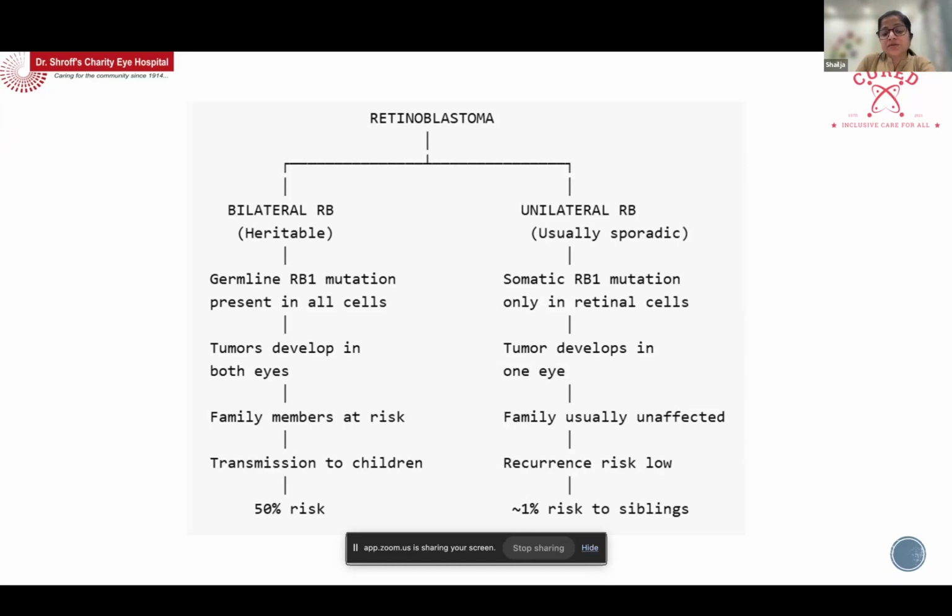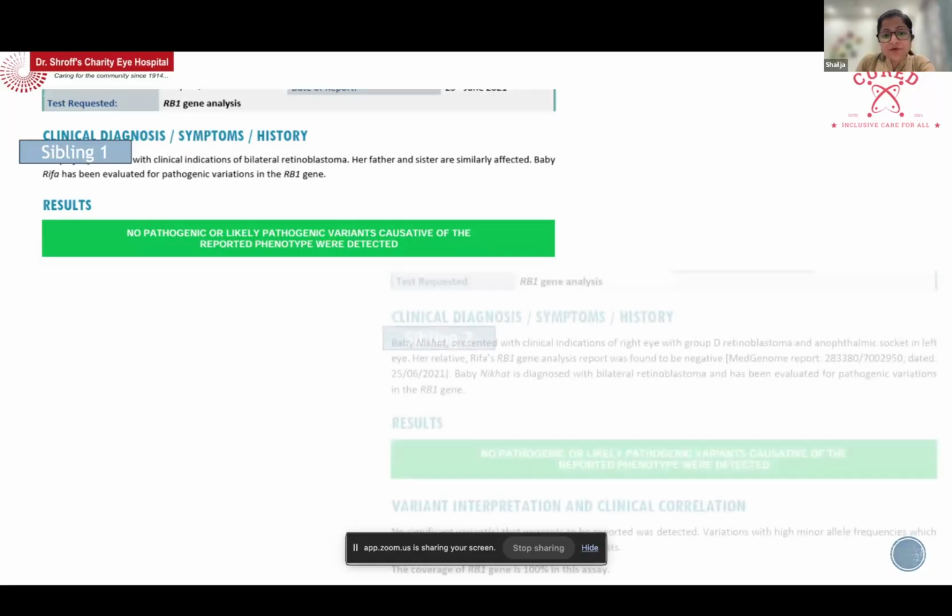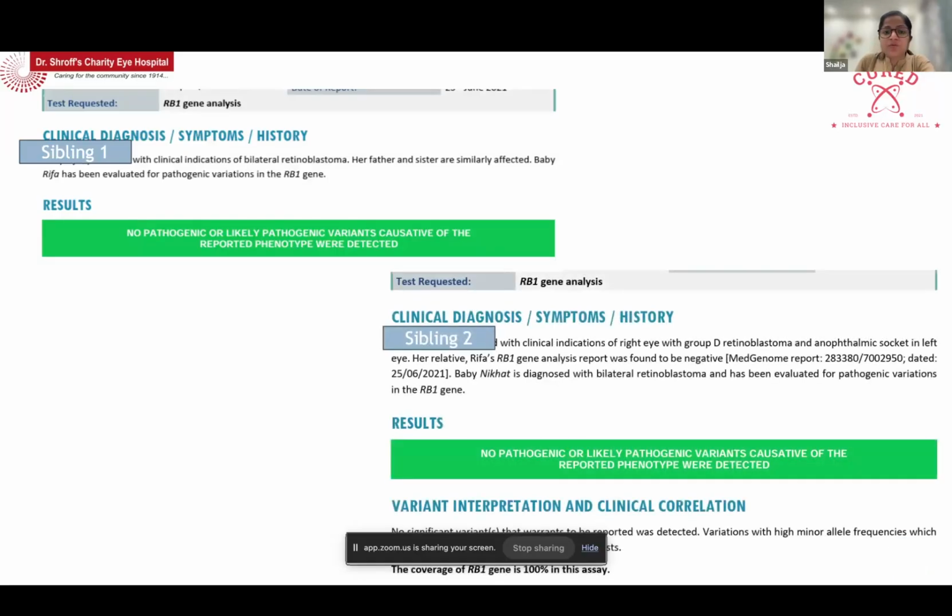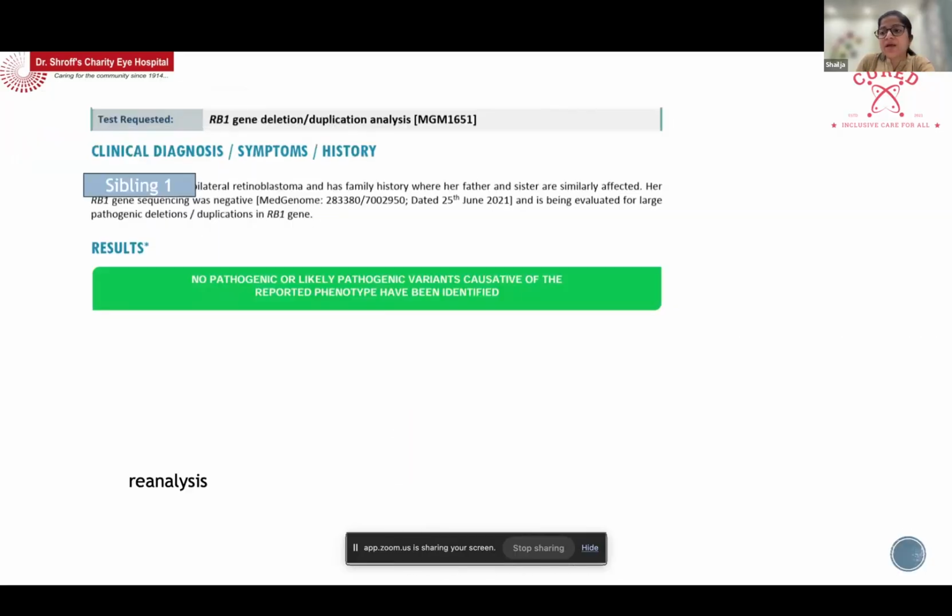So looking at this, we thought that if we order a genetic test, especially for RB1, since 95% of retinoblastomas are because of RB1 mutations. So we got an RB1 gene analysis. Sibling 1 came out negative. Sibling 2 came out negative. And now we were thinking, what is it? Both the siblings are negative. What is to be done? Are we really looking at something else? What is happening? This is a heritable retinoblastoma. It has to come positive.